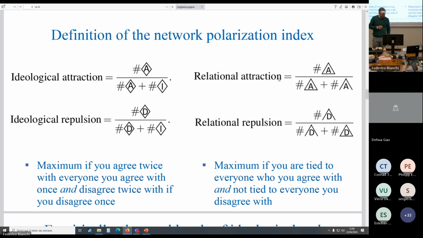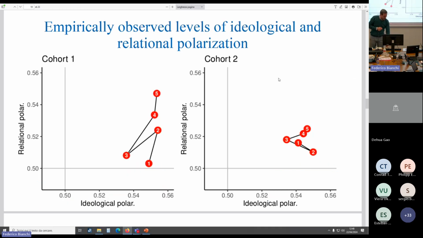So basically, on each dimension, we take the mean of this attraction and repulsion idea, and then we come up with two dimensions. The ideological part is the clustering around certain issue items. The relational part is whether you agree with your friends, and we have a simple metric: if there's no such association, it is expected to be 0.5.